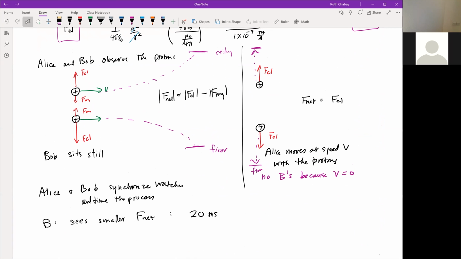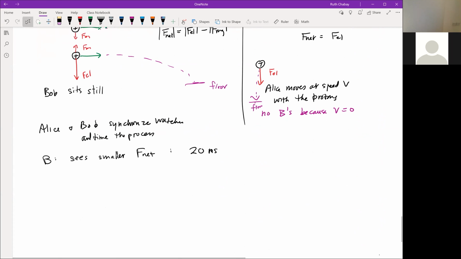Okay, so we've got this net force. Bob sees a smaller net force. He sees the protons taking 20 nanoseconds to hit the ceiling and floor. Alice sees a larger F net, and she times this, and it only takes 15 nanoseconds. Oh, yeah, it's easy to confuse the symbols, so it's important to remember that that's in and that's out.